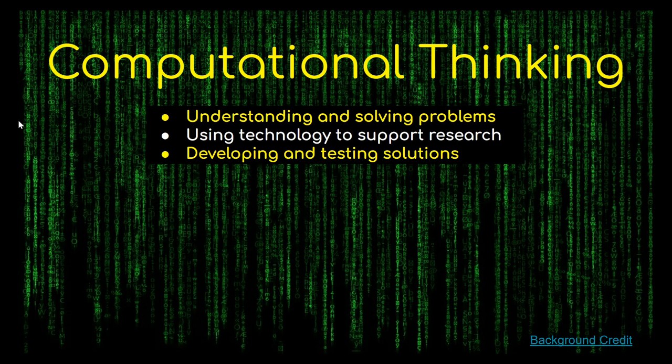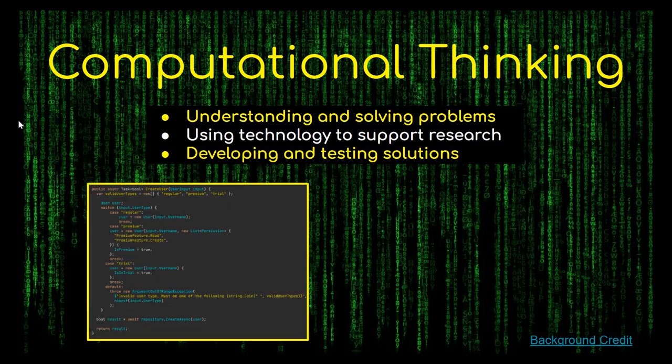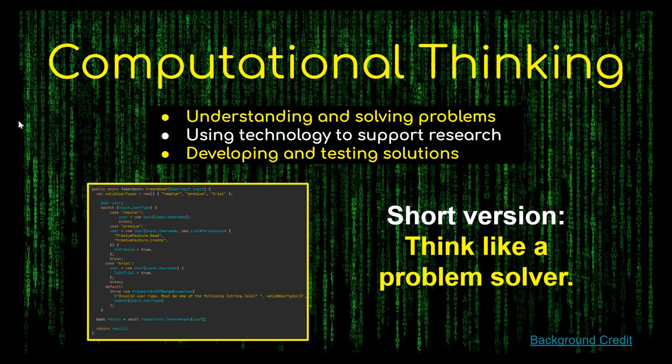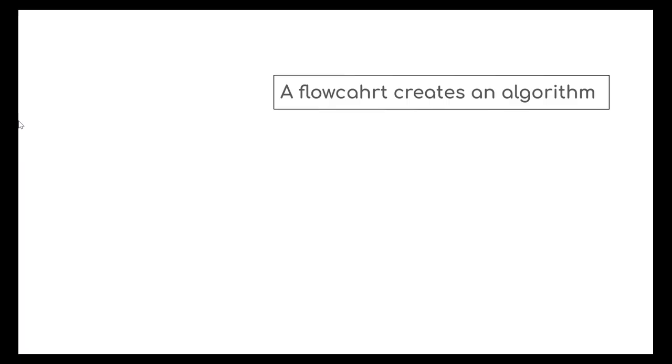So computational thinking is not really thinking like a computer, but thinking like a computer scientist. Okay, we want to understand and solve problems. We use technology to help us with our research. We develop and test solutions, and ultimately end up in a coding situation. Computational thinking is often considered a pre-coding type of skill set. At the end of the day, we want you to think like a problem solver. Okay, it's all about logic.